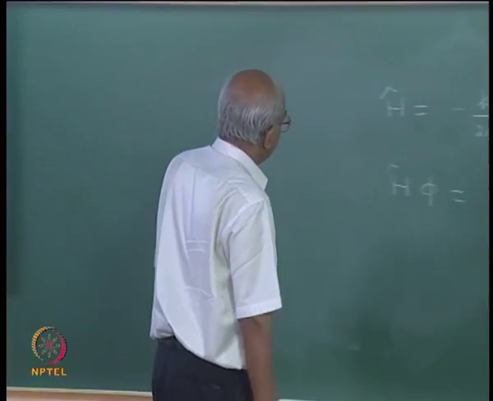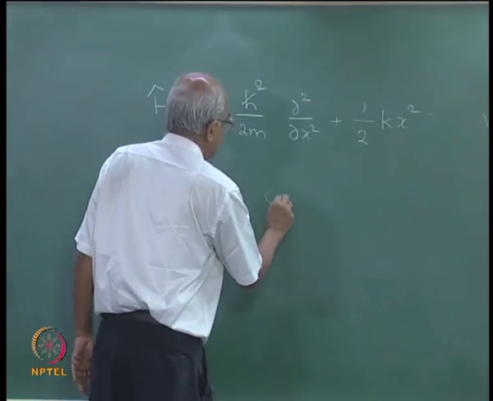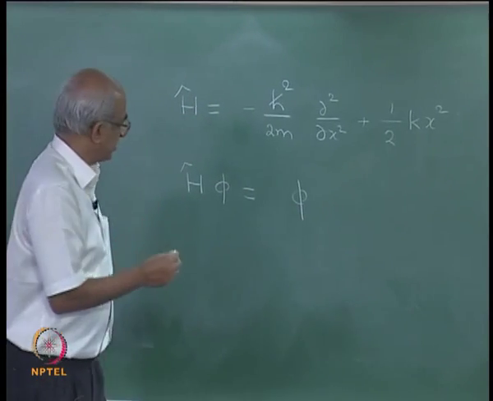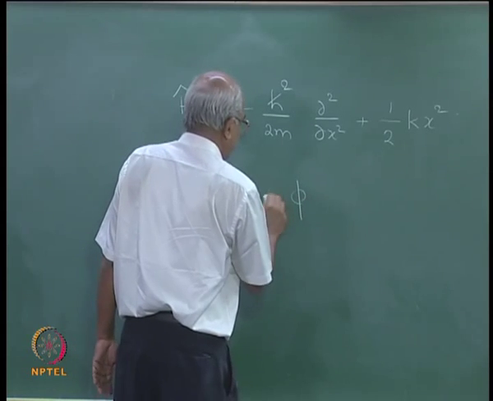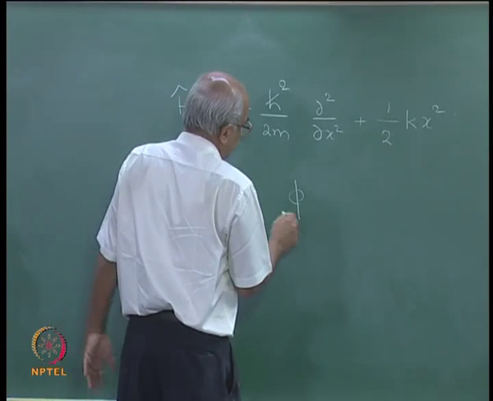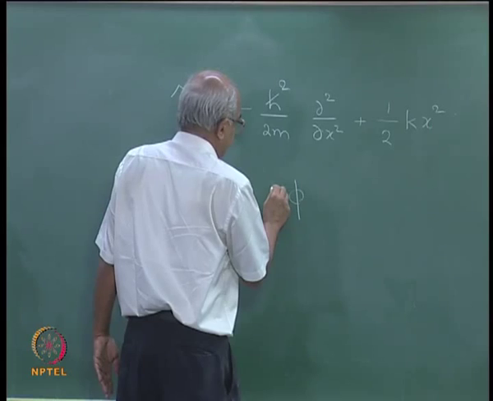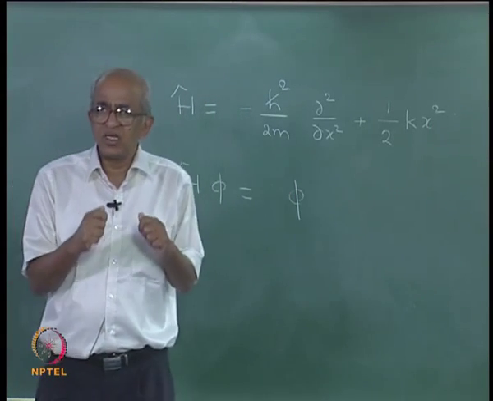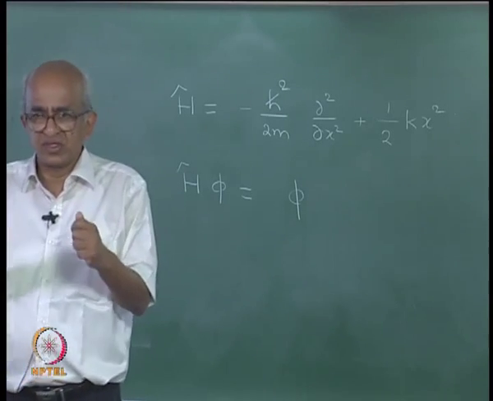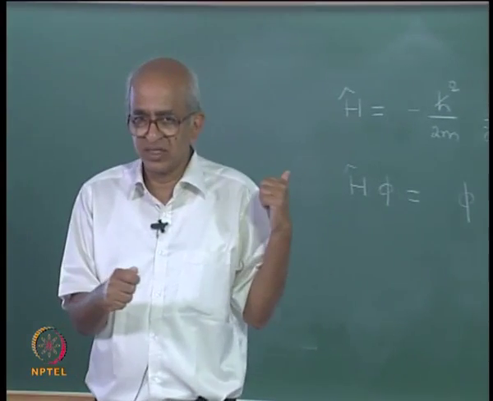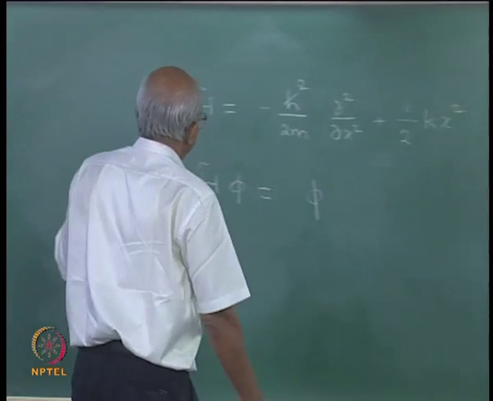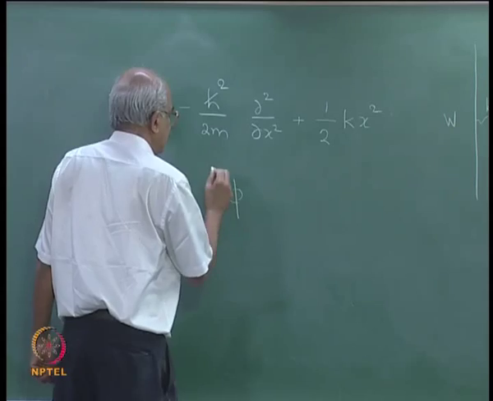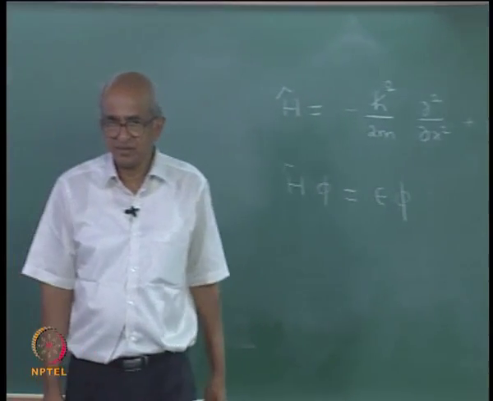So what is going to happen is that I get phi back, but multiplied by a constant, an eigenvalue. I need a notation for it, but this eigenvalue is eventually going to be the energy of the system, because of the postulate. So I will denote this by some symbol, which I may denote as epsilon.